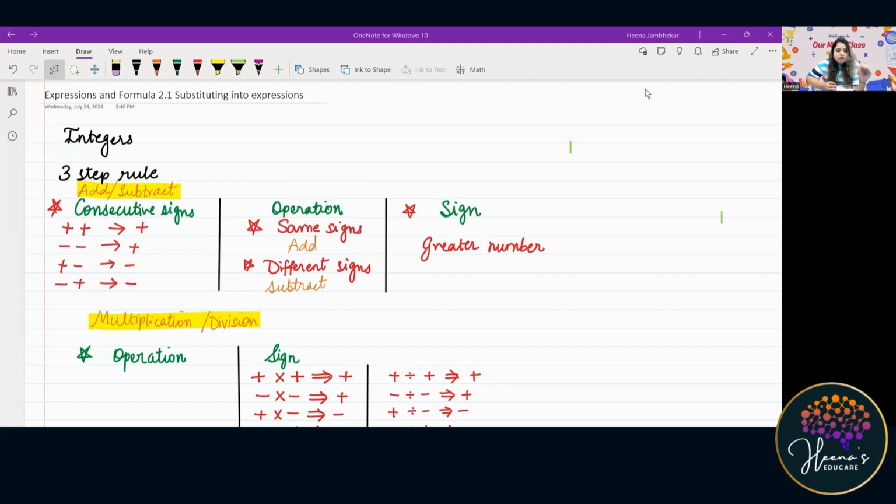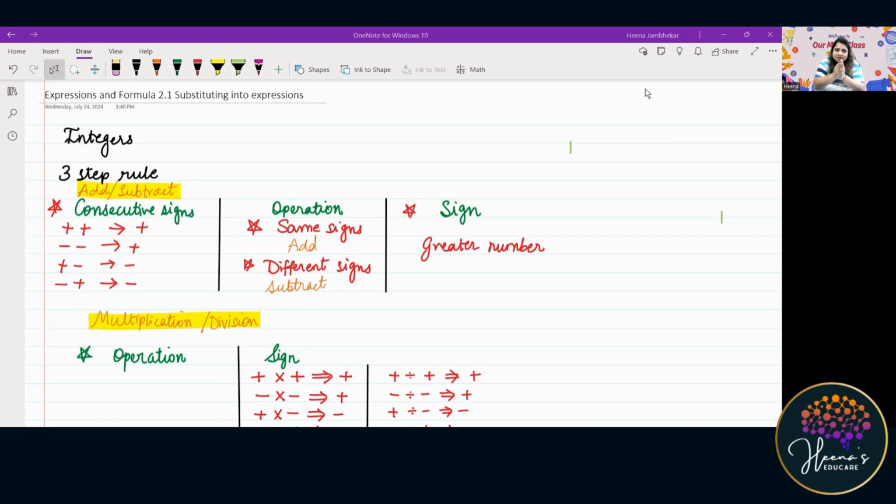In order to solve integers, I always tell my students to follow this three-step process. The first one is consecutive signs, the next one is operation, and the third step is to understand which sign to put. Whenever you're adding and subtracting integers, you will first look out for step one, that is the consecutive signs. If there are two consecutive signs, meaning back-to-back signs, let's say you have a plus and a plus, you will write a plus. If you have minus and minus, you will write a plus. If you have plus and minus, you will write a minus. And if you have a minus and plus, you will write minus.